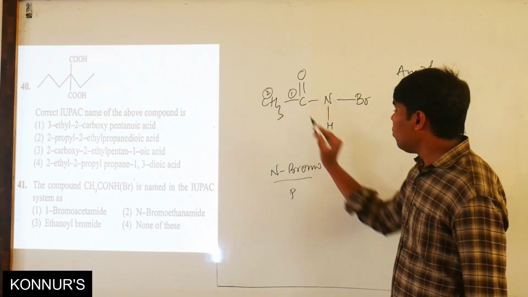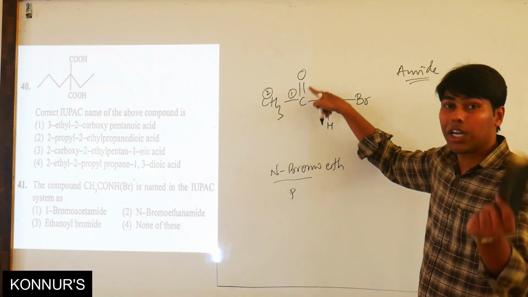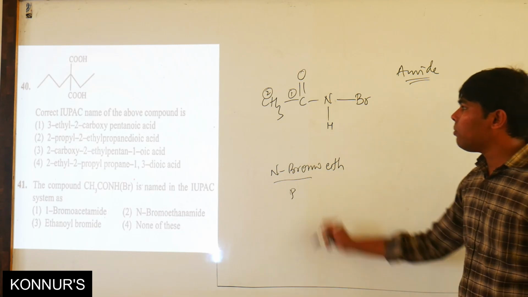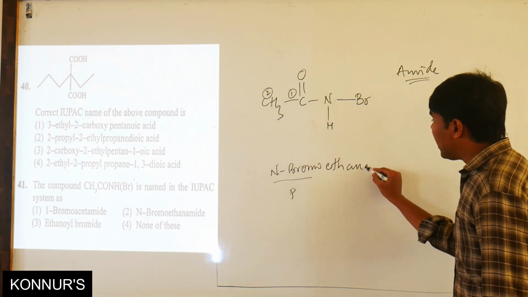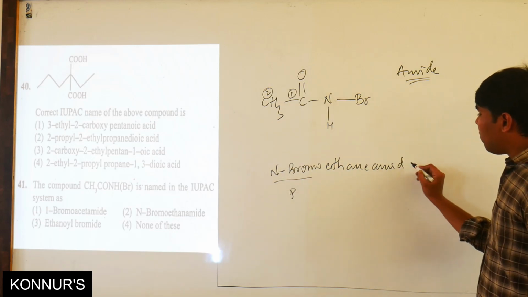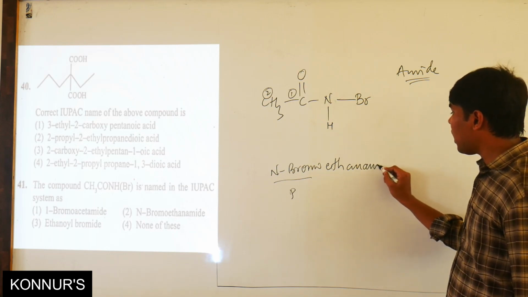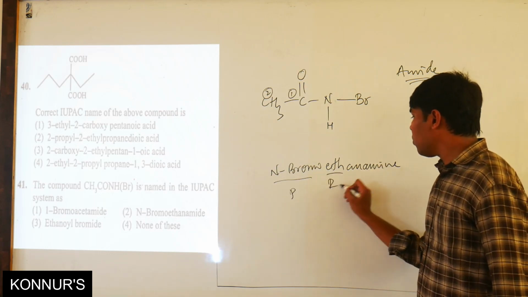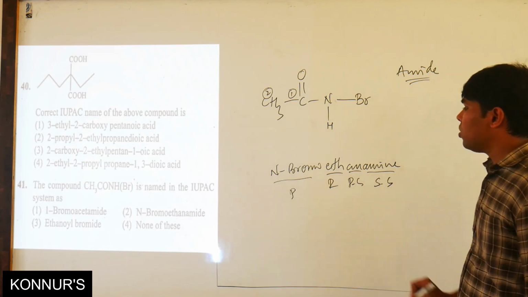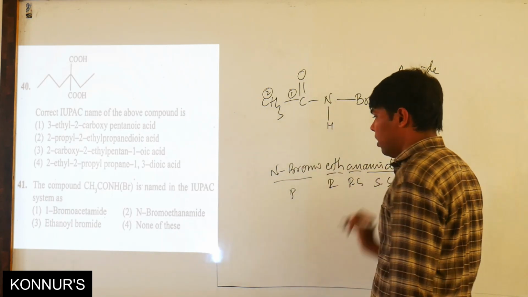And there are 2 carbon atoms. So N-bromo, it's carbon to carbon single bond. Don't look at the carbon to oxygen double bond. Choose the bonding nature between carbon and carbon. And it's an ANE, and here it is an amide. Since amide starts with A, eliminate this particular E and write amide directly. So this is the root word, this is the primary suffix, and this is the secondary suffix. So N-bromoethanamide, not amine, it's the amide.